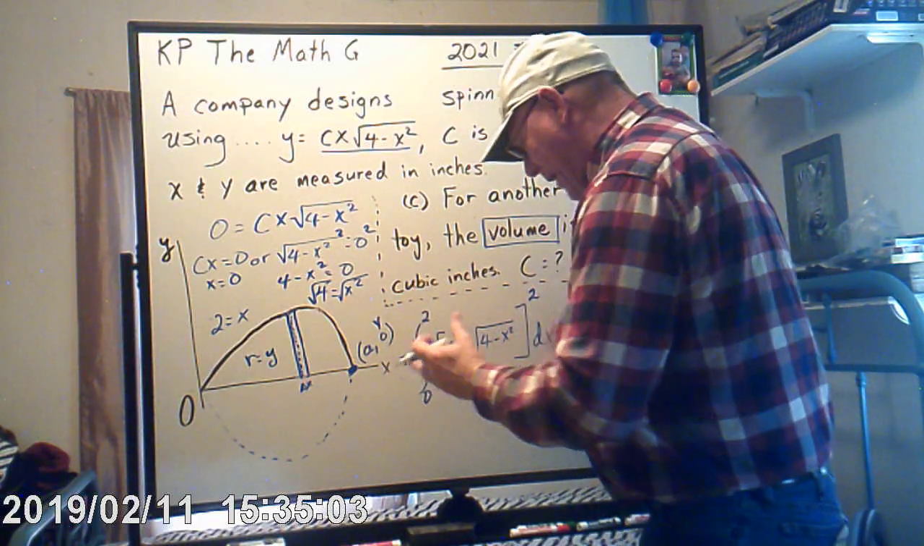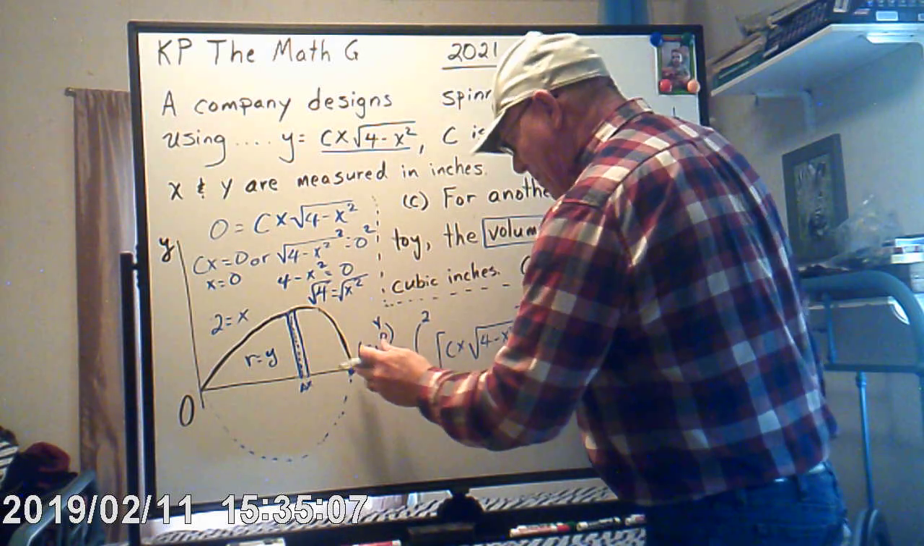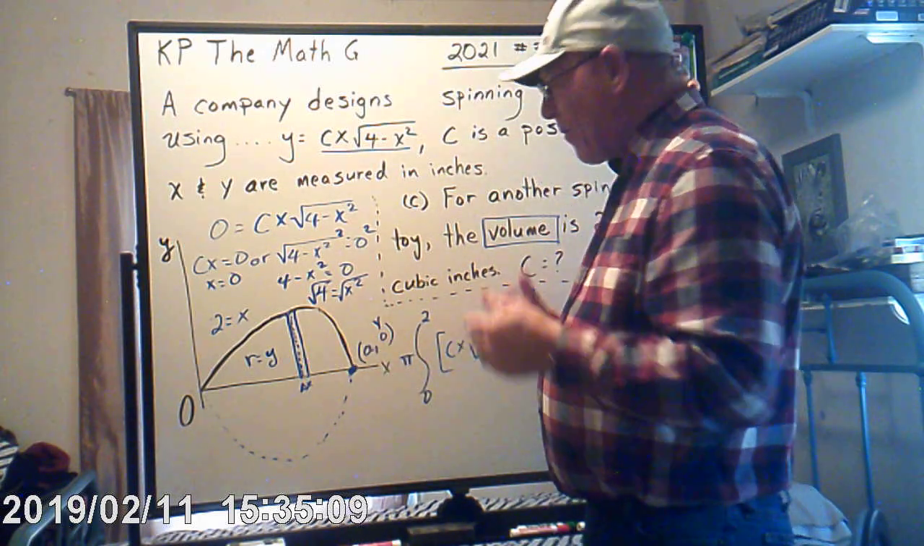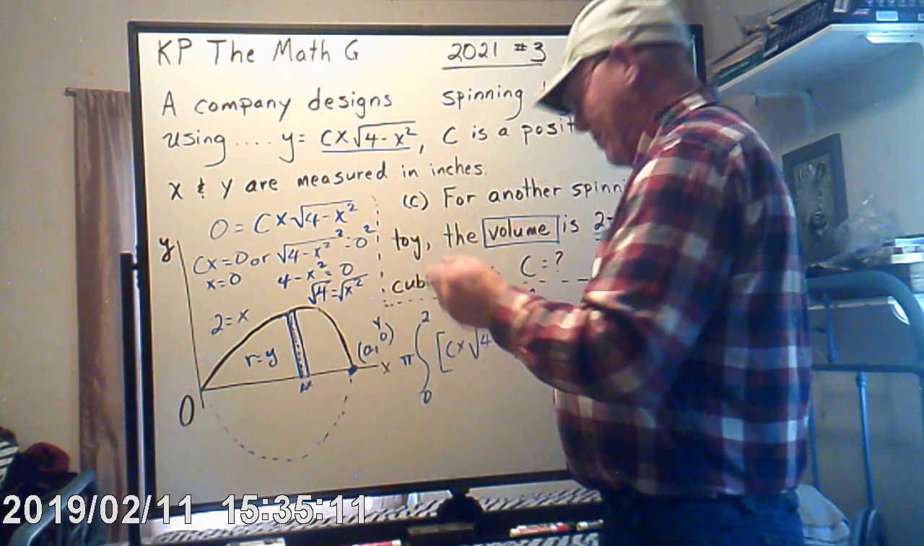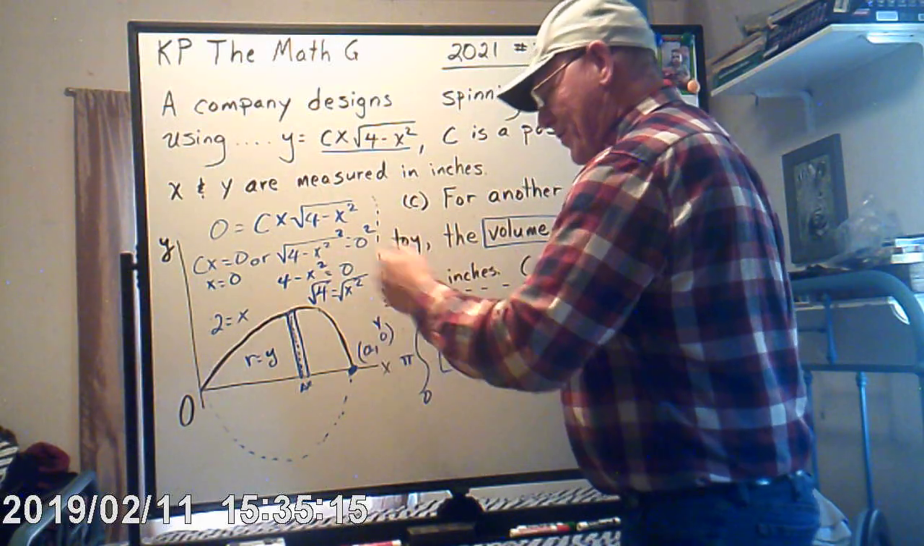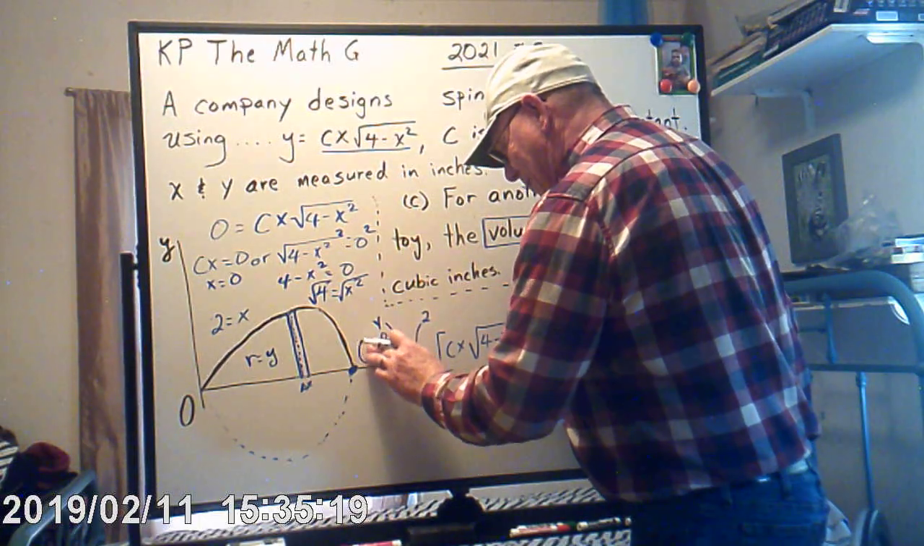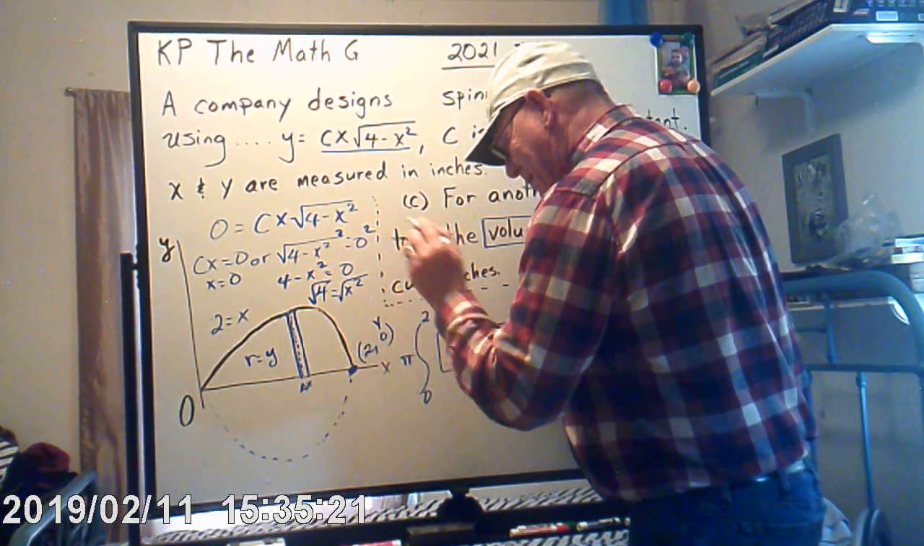And that's really how you set this up. You've got to find that limit of integration. They're not always going to give that to you. You just have to know to set y equal to 0 and solve for x. Okay, and then now I know that this is (2, 0).